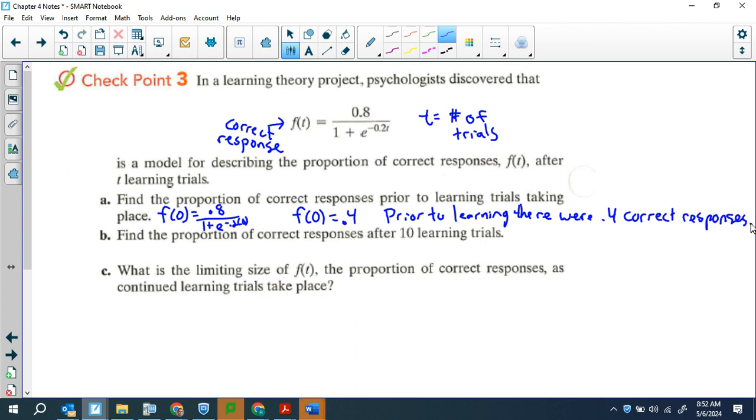So chances are this would be like an average, okay? There would probably be multiple people doing this experiment, and that would be the average if you average it all up.